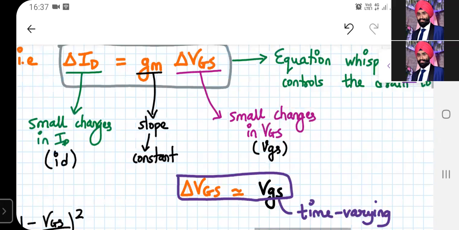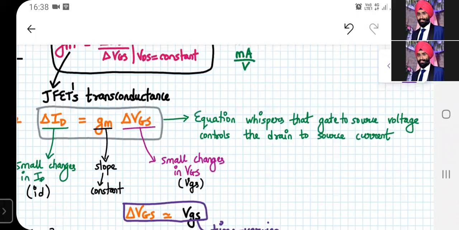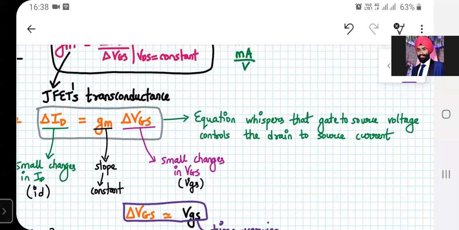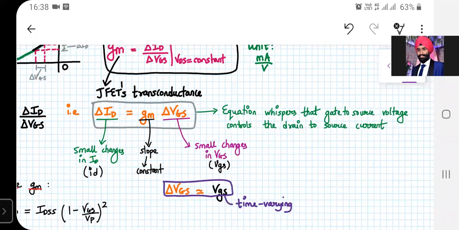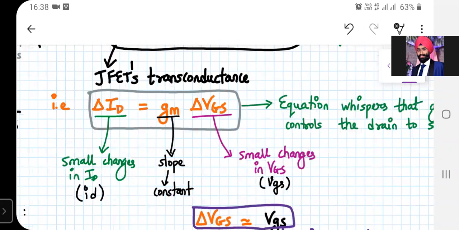So this equation which we have written is very powerful: delta ID is equal to GM times delta VGS. What does this equation whisper to you? It whispers to you that the gate to source voltage controls the amount of drain current. Your gate to source voltage, which is at the input of the JFET, controls the amount of drain current. So we are attempting to make this non-linear JFET a linear element, and this is the first step towards it. We are approximating this exponential curve to a small linear segment, and this is the effect of that.